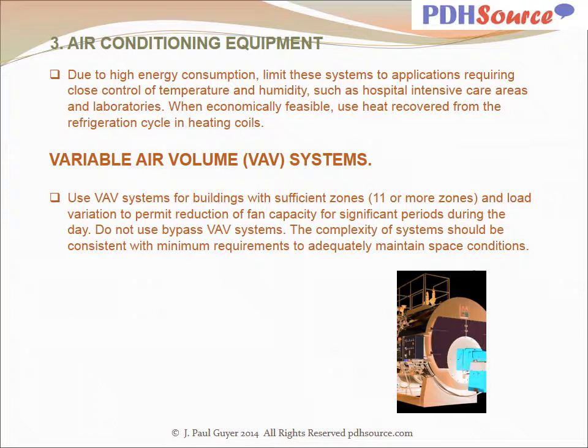Another category of air systems is variable air volume systems. Use variable air volume systems, VAV systems, for buildings with sufficient zones, typically 11 or more zones, and load variation to permit reduction of fan capacity for significant periods during the day. Do not use bypass VAV systems. The complexity of systems should be consistent with minimum requirements to adequately maintain space conditions.